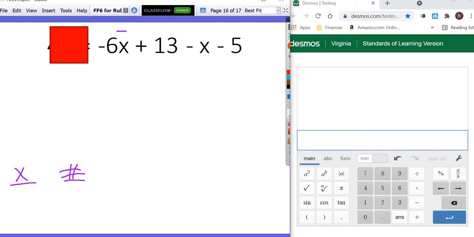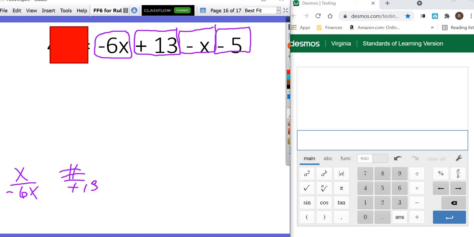So the first thing I'm going to do is put a square around every term because I don't want you to miss any signs, because they have to go with their term. The first term is negative 6x, so that goes with my x family. The next one is a positive 13, so I'm going to put that with my number family. The next one is a negative x. When you have an x by itself, that means it's negative 1x. So we got to put that one there. Then we have a negative 5, and I'm going to draw a line across the bottom.